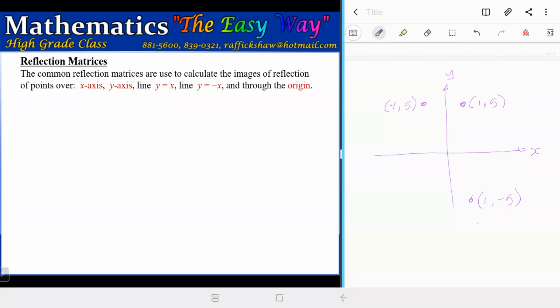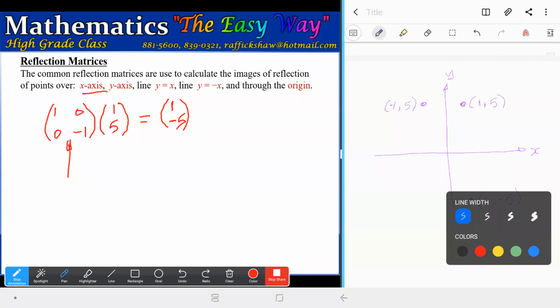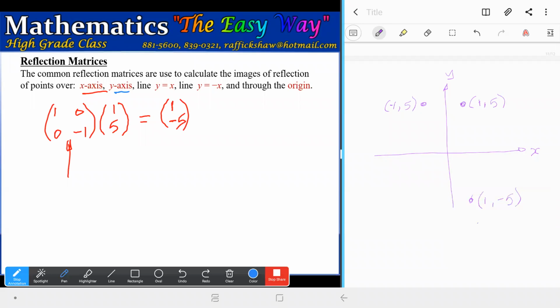I can show that. So if I reflect over the y-axis, let's look at the y-axis one now. Let's use a different color for the y-axis one. So I'm telling you now that the y-axis matrix is -1, 0, 0, 1. And if I use that matrix and multiply the 1, 5, it's going to give me the image point, which is -1, 5. Look at it. Because the -1 times the 1 is -1, and the 0 times the 5 is 0.